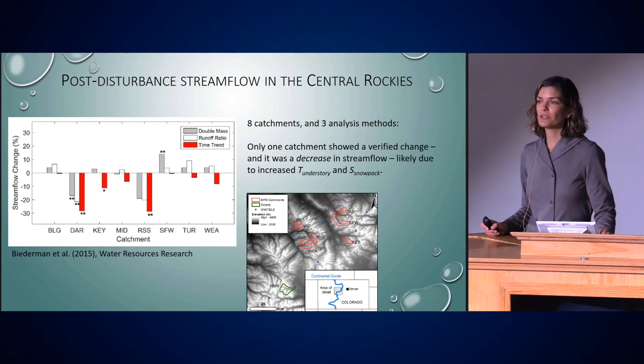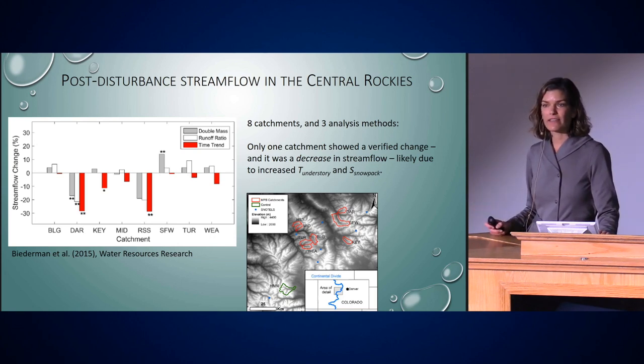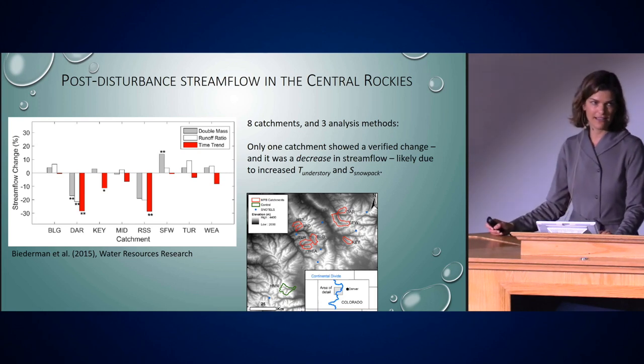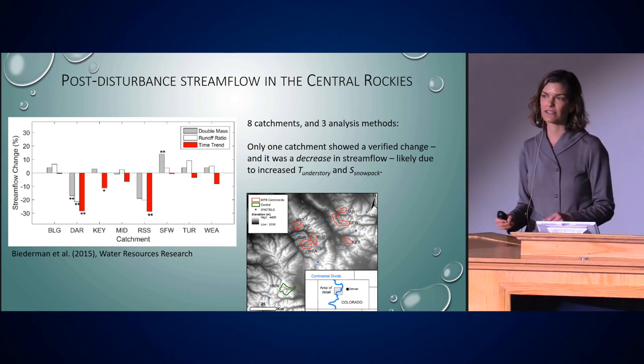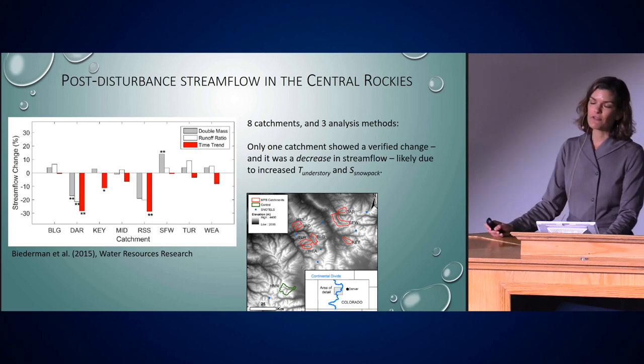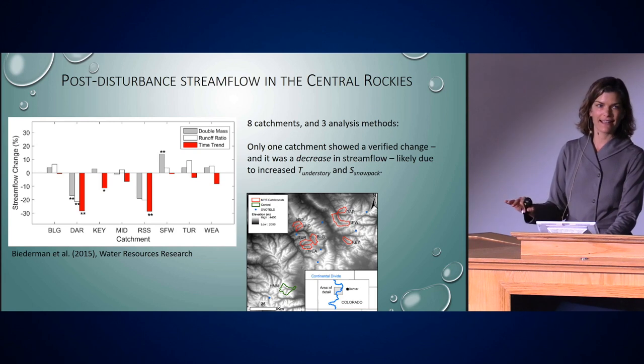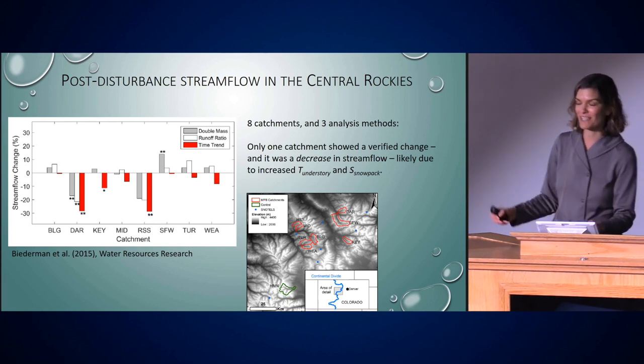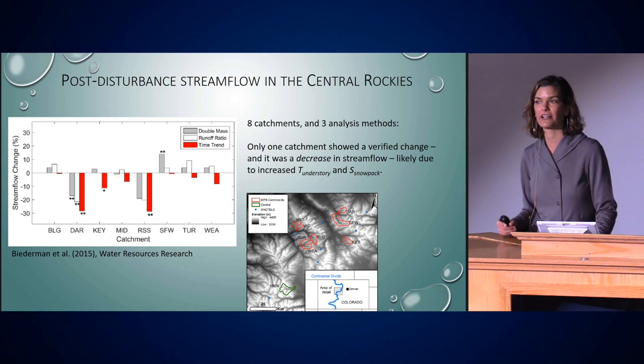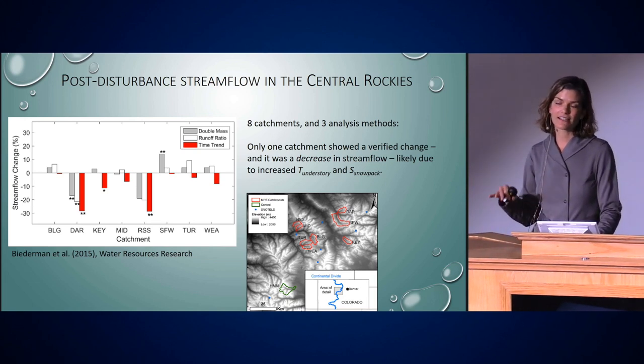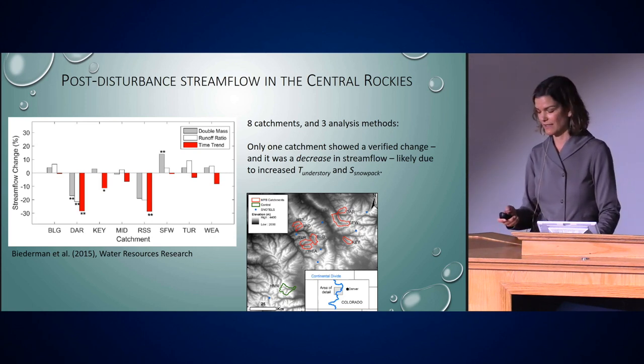So here's an example of a study that looked at eight watersheds. These are mountain pine beetle affected watersheds in central Colorado. They used three different methods to account for precipitation differences before and after the disturbances, and found that only one watershed had a decrease detected, or any change at all actually, detected by any of these methods, and it was a decrease. So the most statistically robust method also suggested there were decreases in other watersheds.